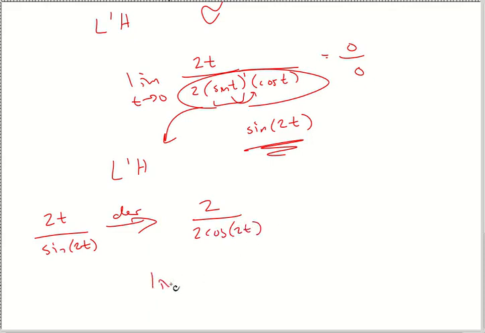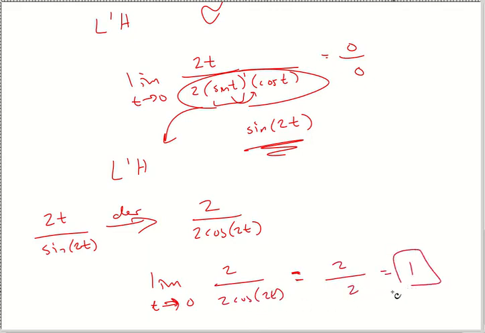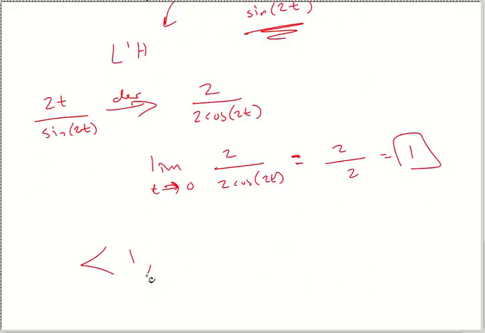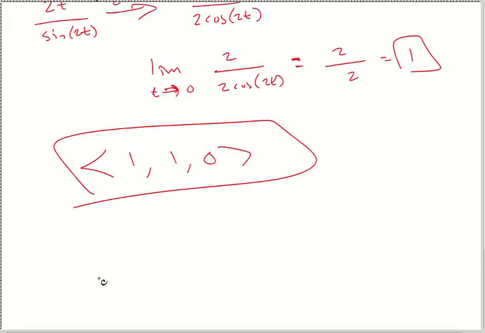Now when I apply that limit going to 0, let me write it out. You would get 2 for sure in the top, and then cosine of 0 is 1, so 2 over 2 makes a 1 right there. And thus my final answer is 1, 1, 0. There you go. Keep cruising.